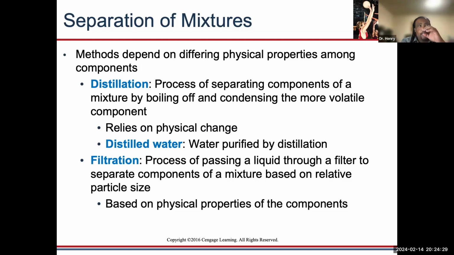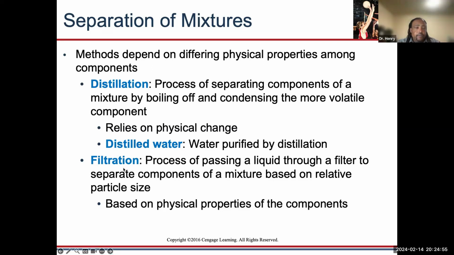Now, because there are interactions between alcohol and water, sometimes a little bit of water will go with it. So then we'd have to go through that process again to separate it again. Okay. And I'll show you an example of that here in a minute. And so this relies only on the physical characteristics of the things that are in the mixtures.